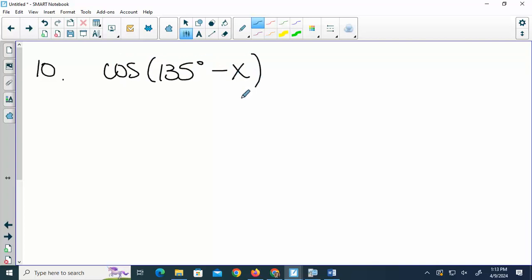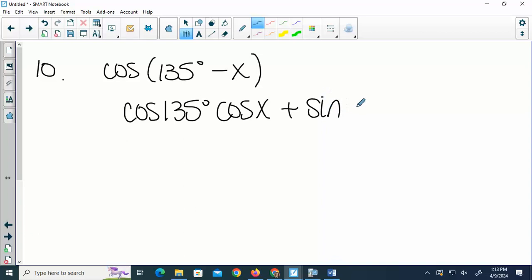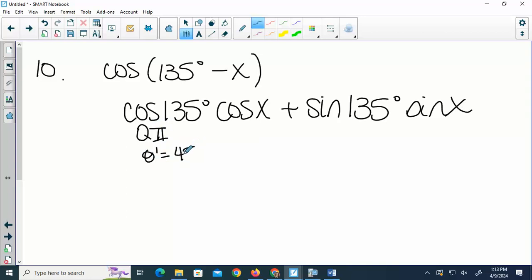Okay, number 10. This is a cosine difference problem. So the formula is cosine of the first, cosine of the second, plus sine of the first, sine of the second. What quadrant is 135? So that would be the second. Reference angle, 180 minus 135 is 45. And in quadrant 2, is cosine positive or negative? Negative. And cosine 45, radical 2 over 2.